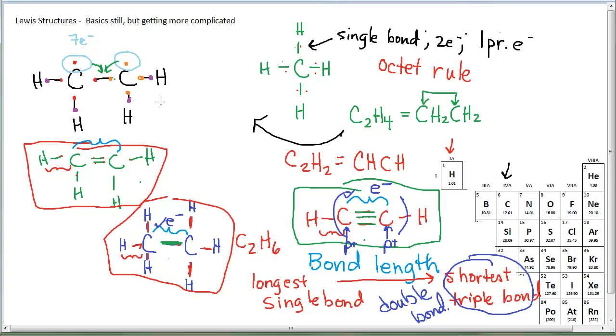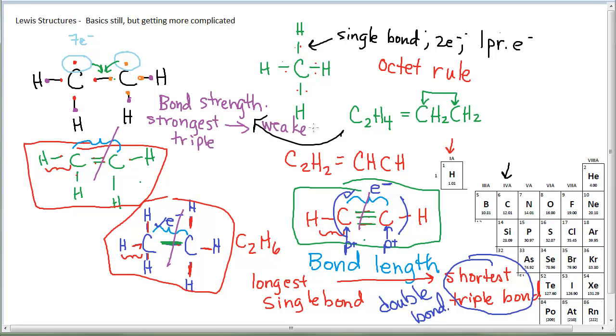Likewise, there is the property of bond strength or bond energy. A bond strength is a measure of the amount of energy it takes to separate the bond, to actually break it. If I want to come in and pull these bonds apart, we see markedly different strengths of the single, the double, and the triple. The strongest bond is the triple. The weakest bond is the single. That probably makes sense to you.